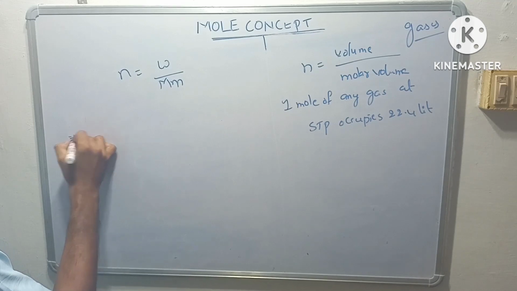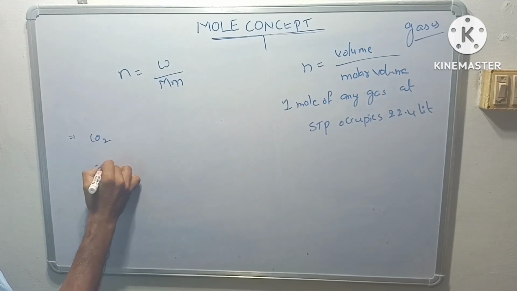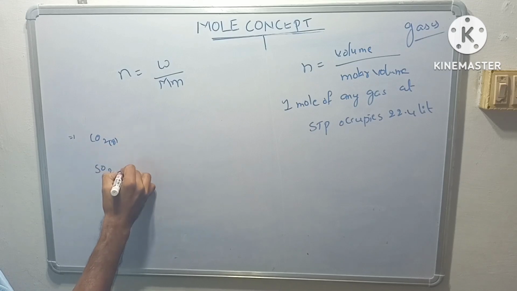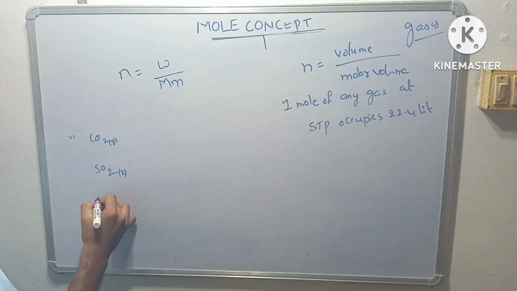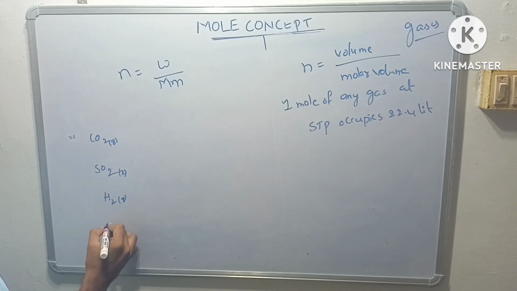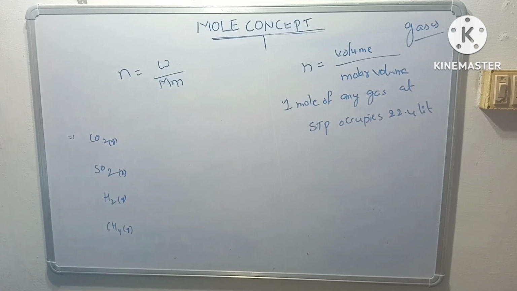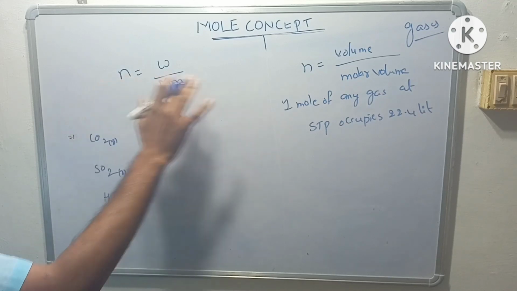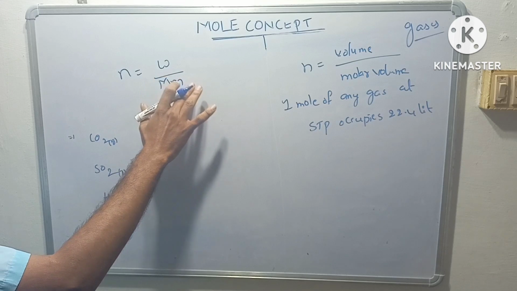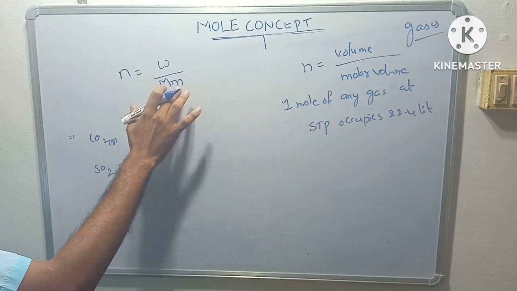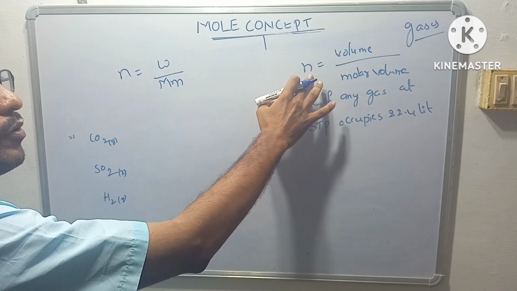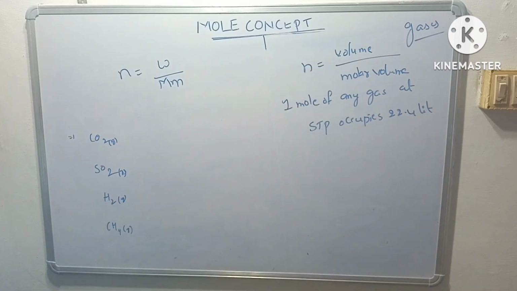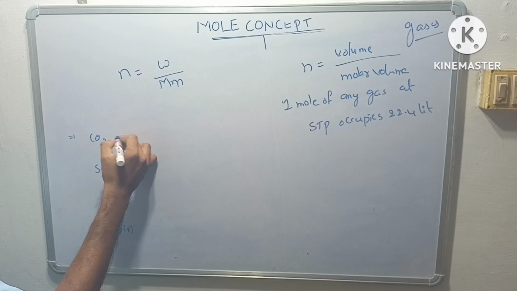Here what you will do, suppose you take CO2 molecule, SO2 molecule, gases only, right? And I will take H2 molecule, and I will take methane molecule. For these molecules, I am going to calculate moles in terms of molar masses, and I am going to calculate moles in terms of molar volume.